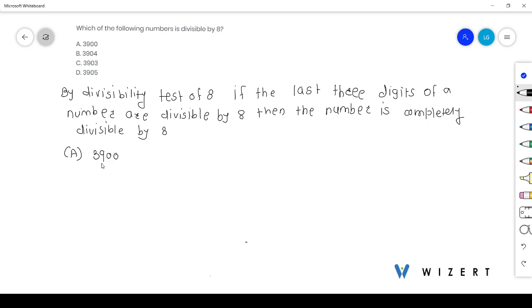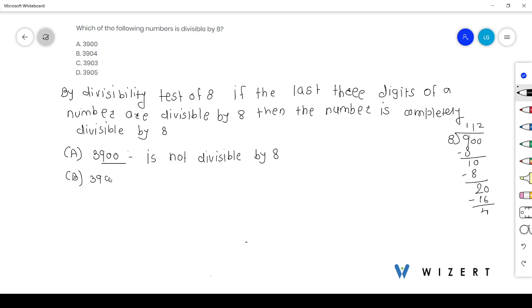3900. Here the last 3 digits are 900. Let us check whether 900 is divisible by 8. 8 ones are 8. 9 minus 8 is 1. Move this 0 down. 8 ones are 8 again. 2. Move this 0 down. And 8 twos are 16. So remainder is 4. It is not completely divisible by 8. So 3900 is not divisible by 8. Now let us check the option B, which is 3904.